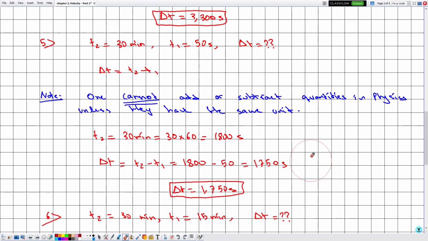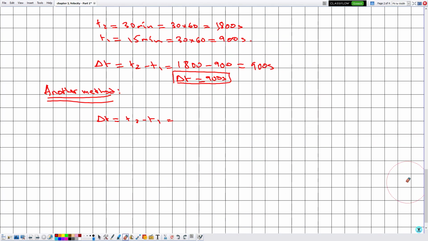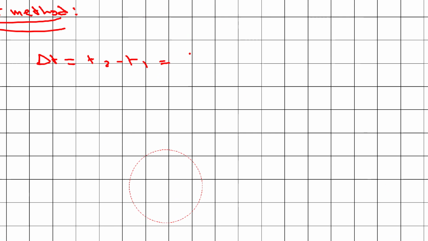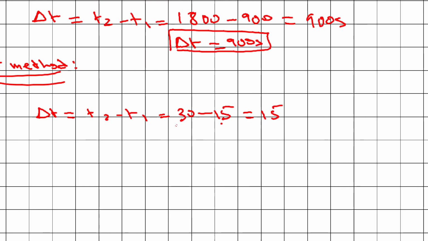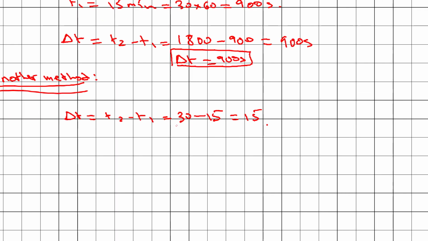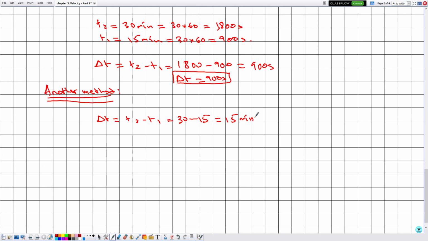As I have said here, we can add or subtract quantities in physics only if they have the same unit. I didn't say the SI unit. So the important thing is that they have the same unit. So here 30 minutes minus 15 minutes is accepted because both of them have the same unit. Then let me write 30 minus 15, which is equal to 15. Since both 30 and 15 are expressed in minutes, the value of delta t will be expressed in minutes.